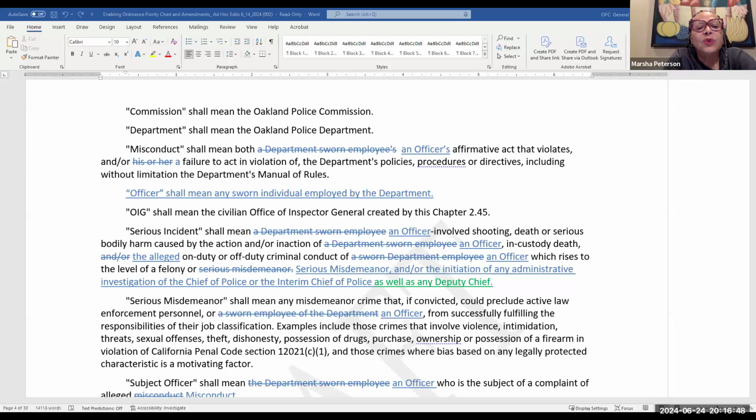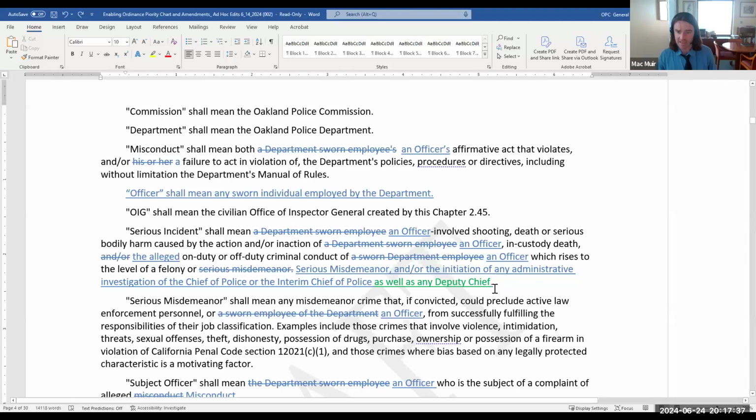If we were to read what's on the screen right now, does anybody have any objection to this language? On the serious incident section, I would just note that it says the chief of police, interim chief of police, as well as any deputy chief. Between the chief of police and the deputy chief stands one assistant chief. So we need to insert assistant chief, or as any assistant or deputy chief may do the trick. Mac, where is that? Where the green is, it says as well as any deputy chief. I would say as well as any assistant.